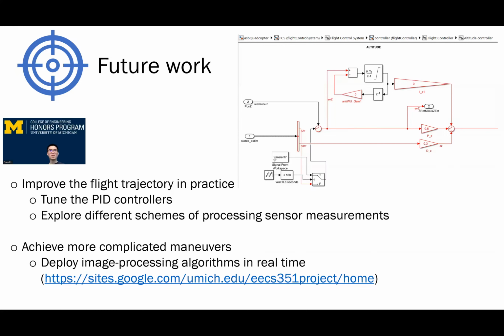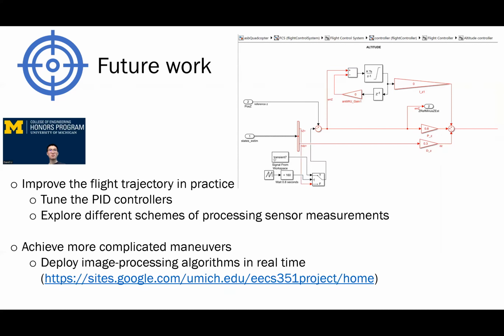For example, recently I discovered that during the initial transient period of the flight, the sensor measurements were very unreliable. So I came up with this experimental logic of not using the sensor measurements for altitude estimation until after the first 0.8 seconds. My other ambitions include deploying image processing algorithms in real time with a quadcopter, like having the quadcopter follow an object below it.